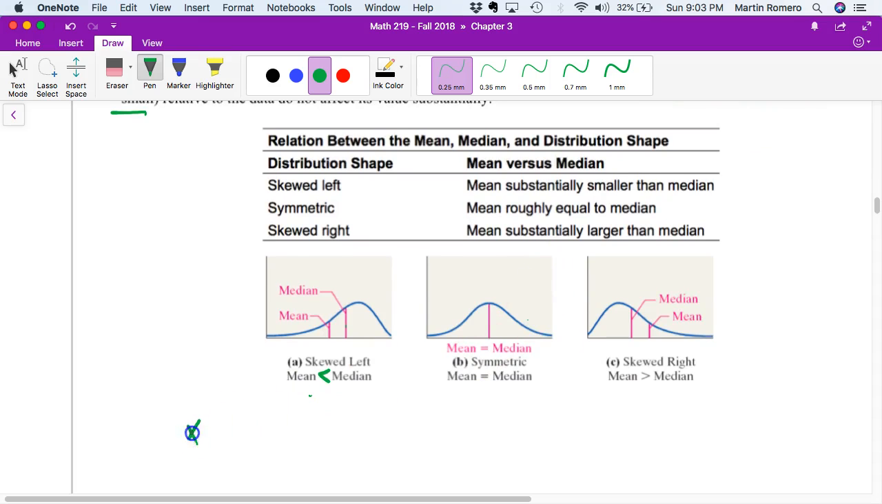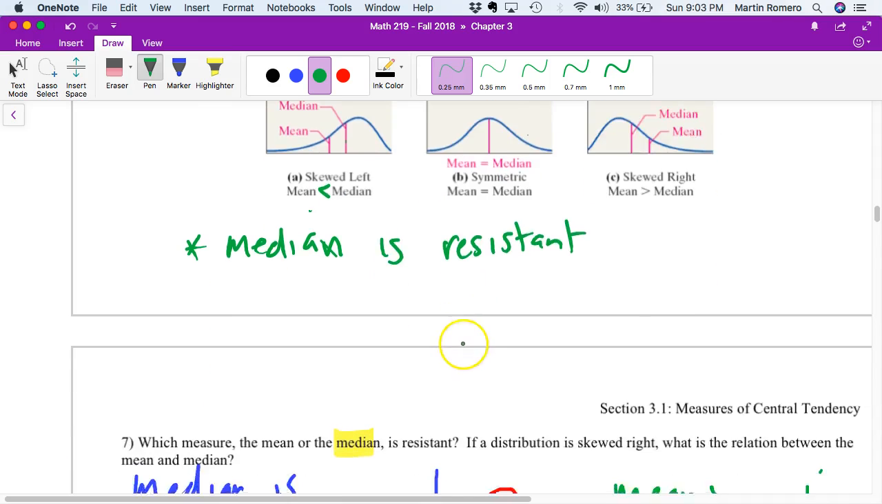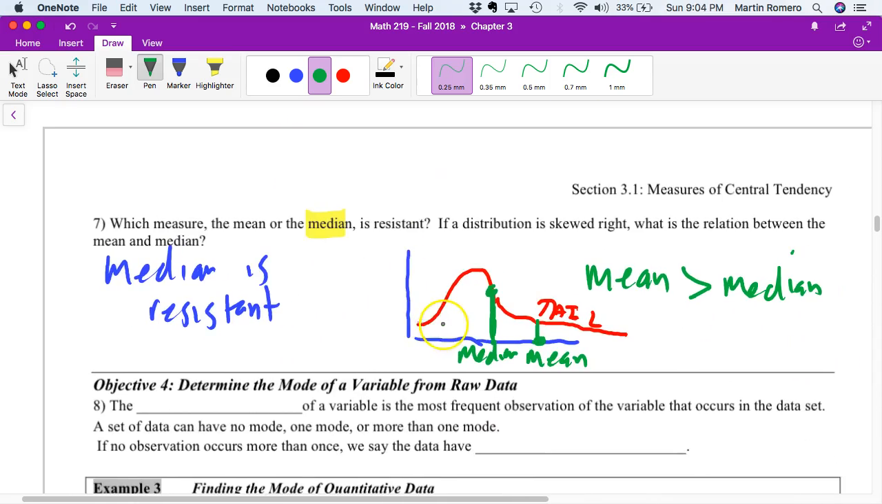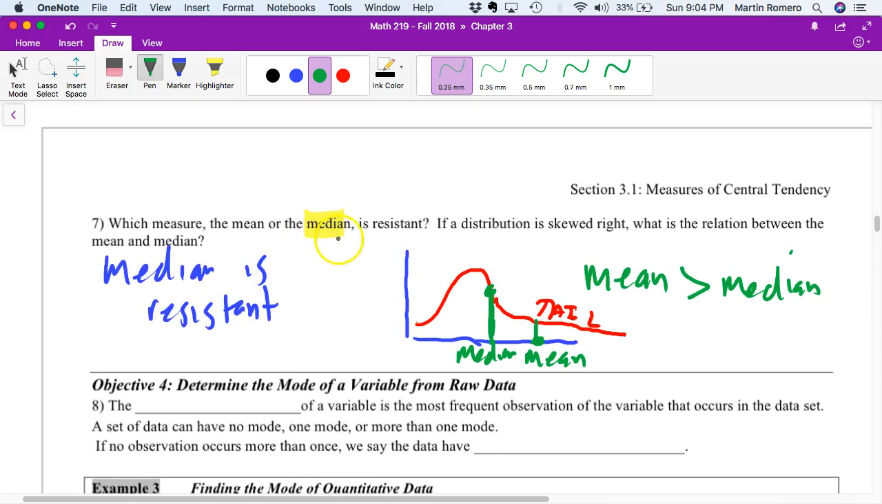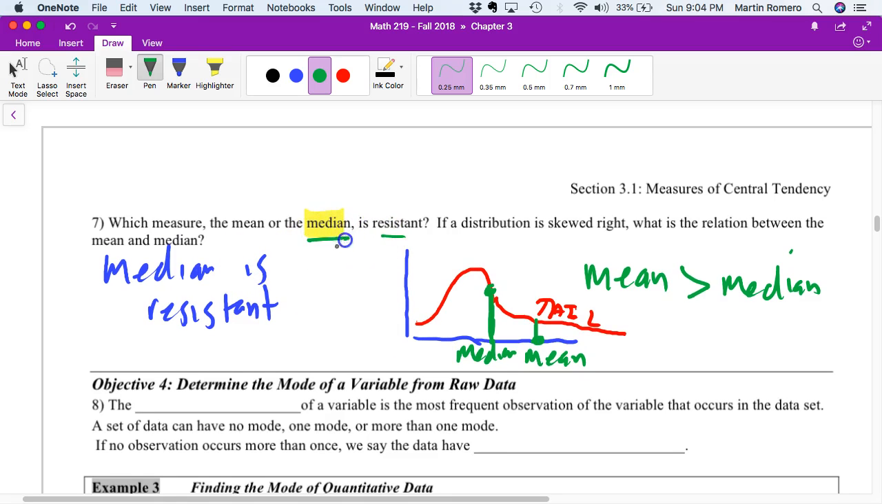Something you need to make a note of, and this is a classic test question: the median is resistant because it is not affected by extreme values. The mean is not resistant. So you can answer this question here: which measure, the mean or the median, is resistant? I already told you it's the median.